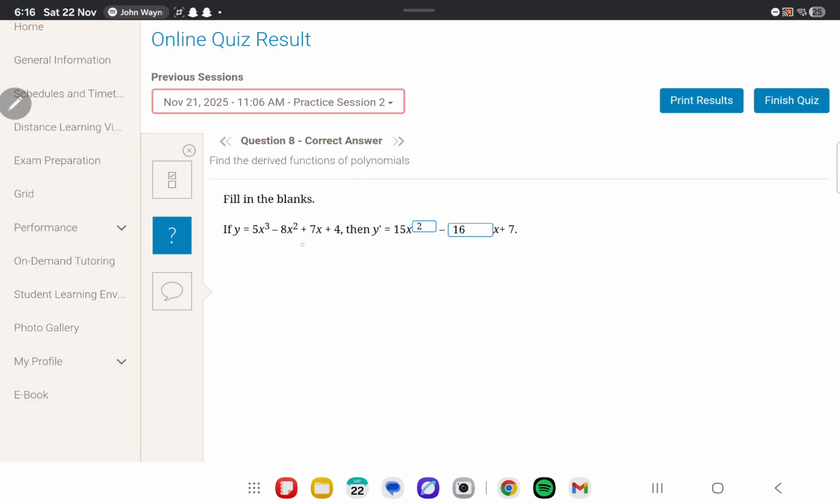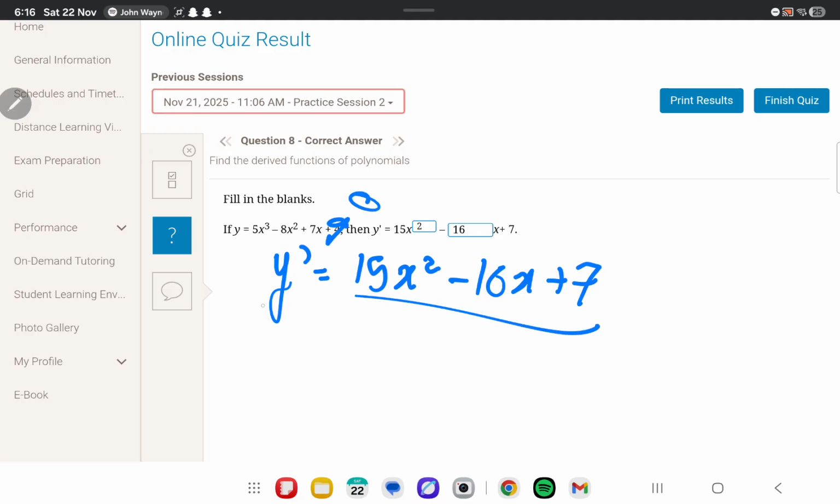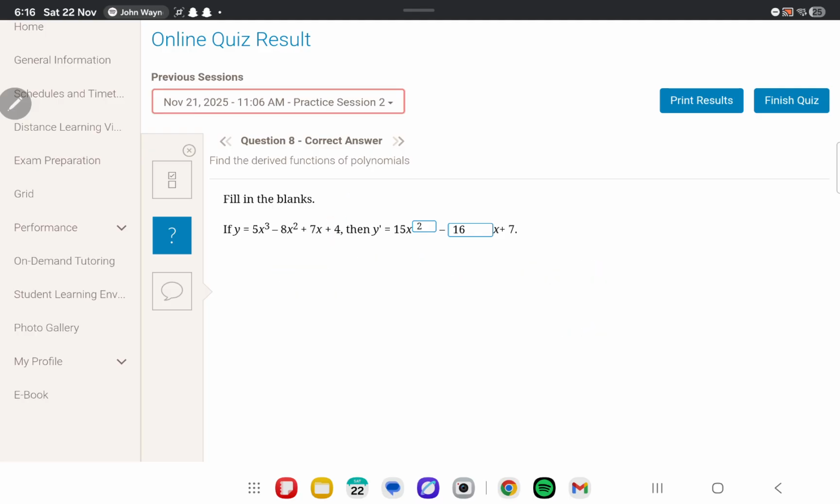Okay, this is very, very easy. Let's rush through it. So y prime is equal to, take 3 down, 15x squared minus 16x plus 7. Remember, constant differentiates to 0. This is your answer.